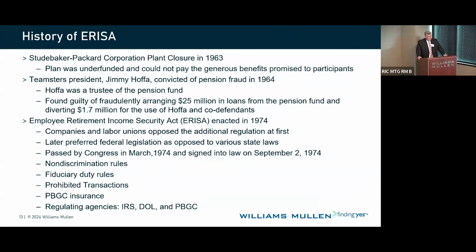Again, it was passed by Congress in March of 1974 and signed into law on September 2nd, 1974, and included all of our little favorite rules that we deal with: non-discrimination rules, fiduciary duty rules, rules regarding prohibited transactions with plan assets. It created the Pension Benefit Guaranty Corporation and PBGC insurance for defined benefit pension plans, and then delegated to the IRS, the Department of Labor, and the PBGC regulatory control over the various aspects of ERISA.